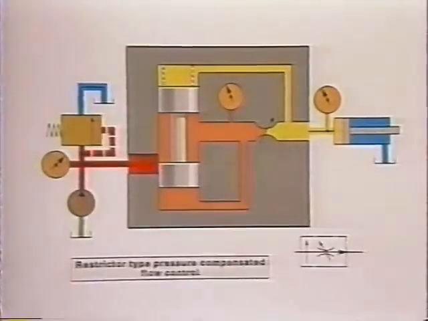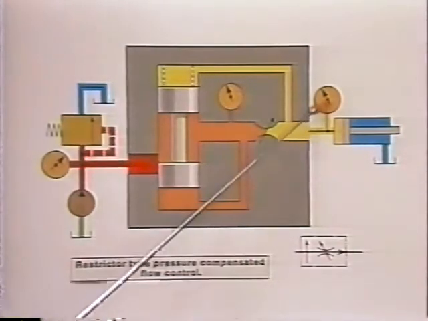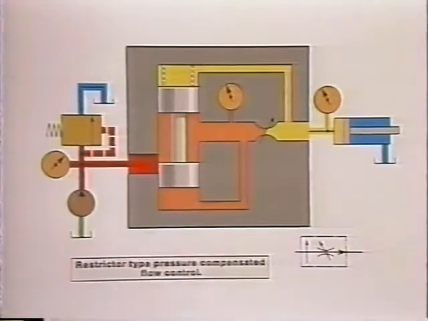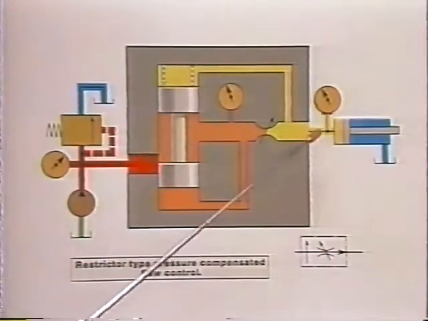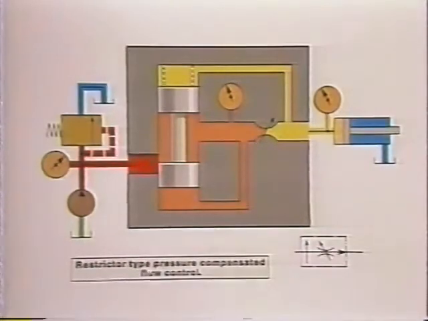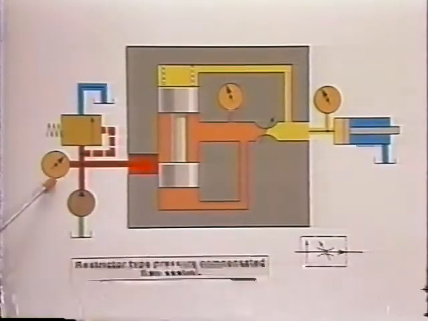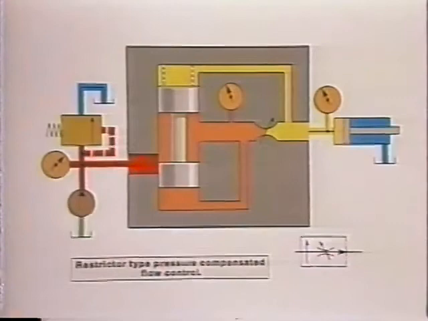If the relief valve were set for 1,000 psi, the pressure at this point, when we're controlling flow rate and speed, would be 1,000. The pressure at this point would be determined by whatever the workload is. If the workload pressure were 100 psi, we would have 100 psi here, and we'd have 1,000 psi here. Now, how much would we have here? Well, let's take a look.